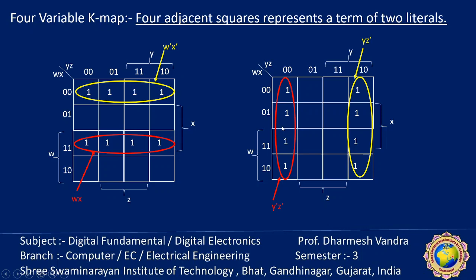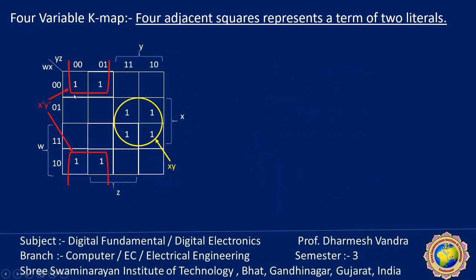Now column wise. Suppose in the first column all are 1, so it is represented by y is 0 and z is 0, so y dash z dash. In the last column y is 1 and z is 0. So the 4 squares match and make a 2 literal function y z dash. The second column is represented by y dash z, and the third column is represented by 1 1, so y z. So 4 combinations are possible for y z.